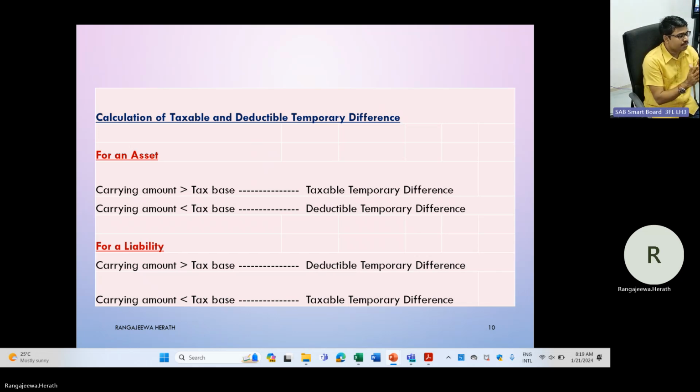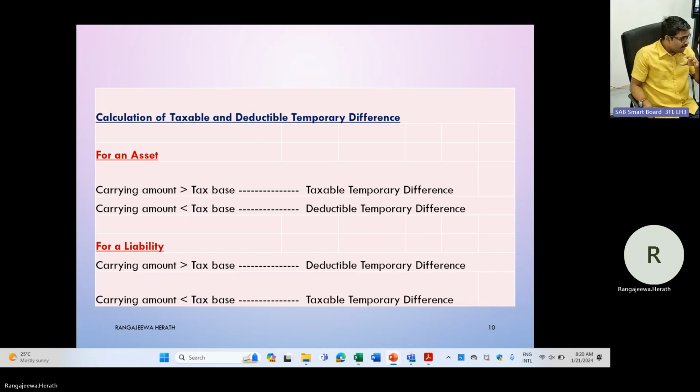Then make the comparison. When you take any asset, if carrying amount is greater than tax base, then we call the difference a taxable temporary difference. Carrying amount of an asset is greater than tax base. How to get this? We take a simple example. We purchase a machinery for 10 million and useful life 5 years. Accounting purpose, we depreciate 20%.